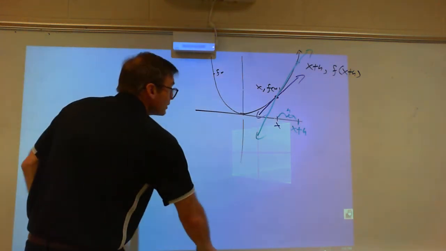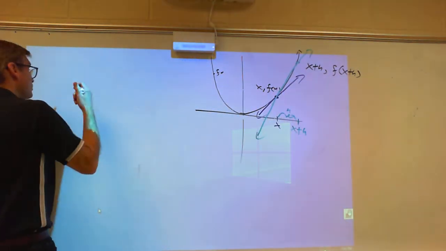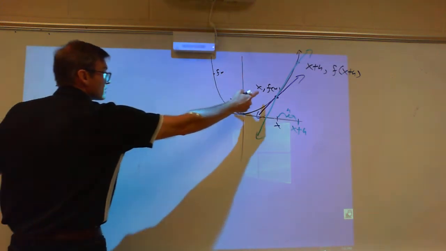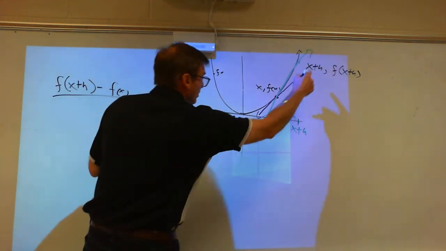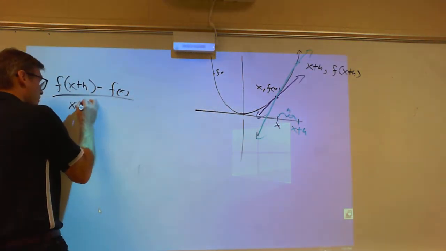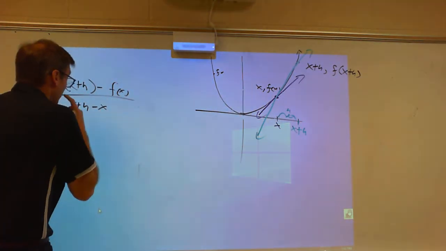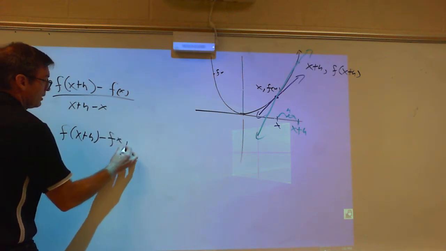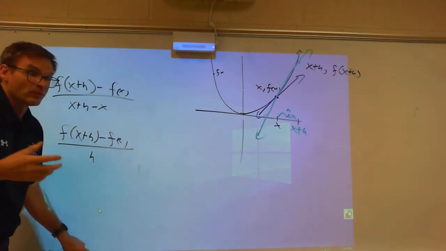To find the slope, I know I'm going to need the board space, so I'll have to erase this. So I'll do this y value minus this y value. So I end up with f of x plus h minus this y value, which is f of x, all over this x value, x plus h, minus that x value. And this gives me f of x plus h minus f of x. The x's cancel, all over h.